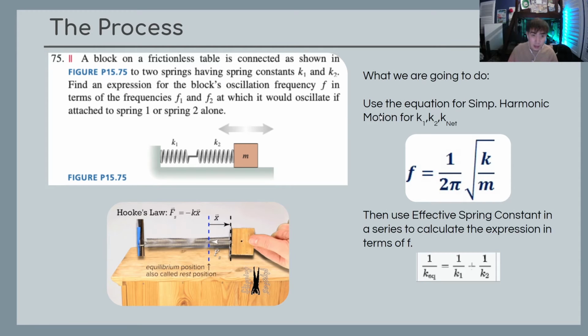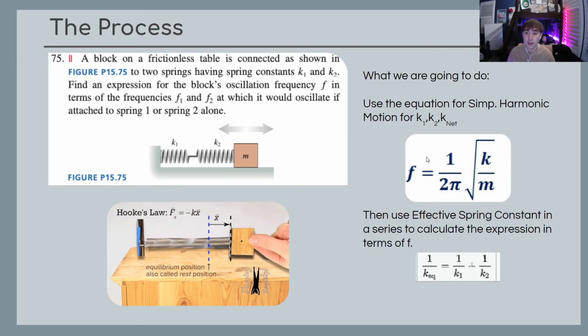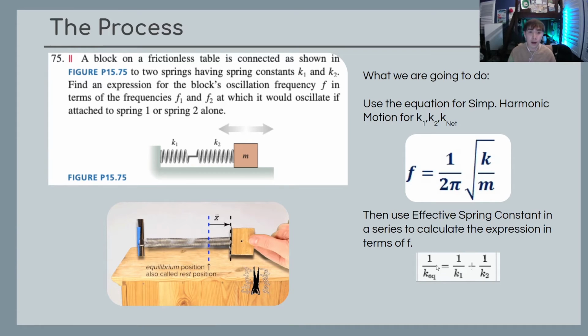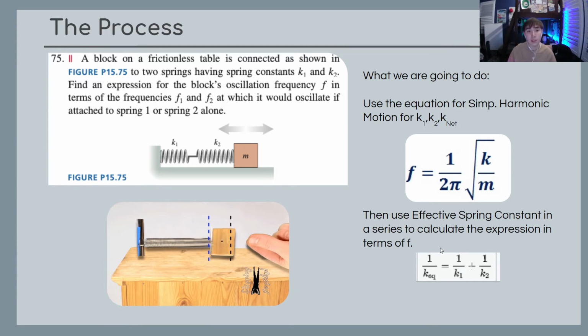So basically what it's asking for is to be able to calculate these two frequencies alone and then put them together into one oscillation frequency expression. And we're going to be able to do that with our simple harmonic motion equation right here. Then we're going to isolate the K's and plug them into our effective spring constant of a series, this equation down here, to find our expression with just F1s and F2s, because that's all that's important to us in this equation.